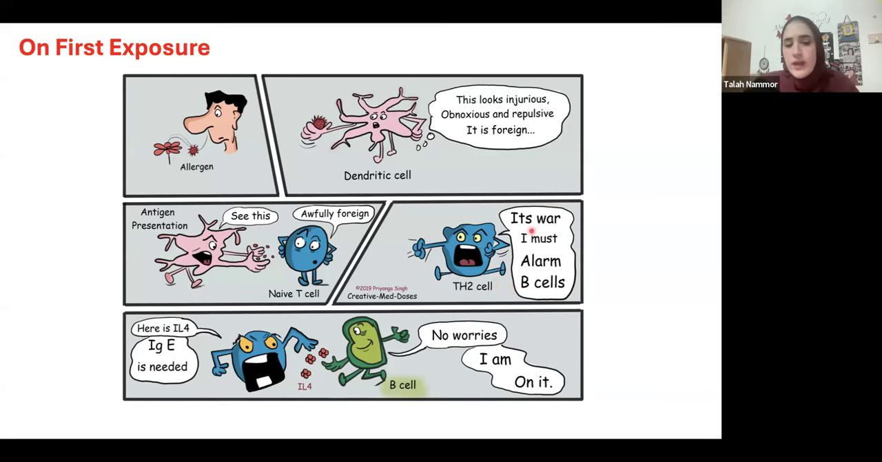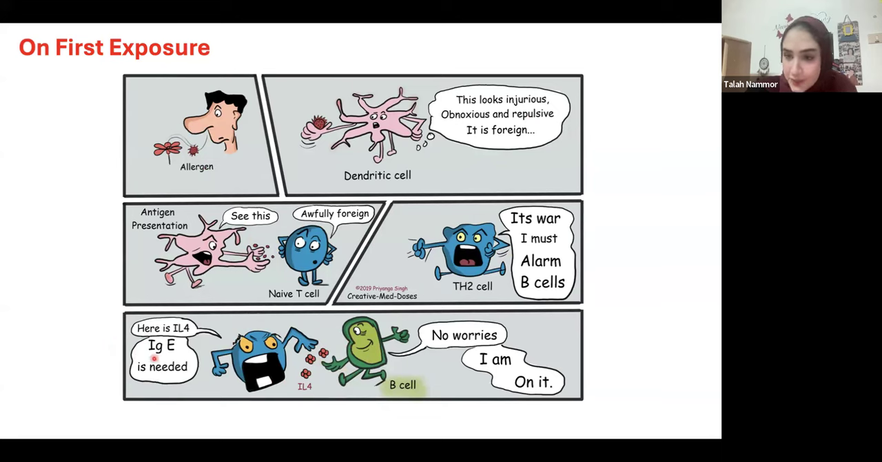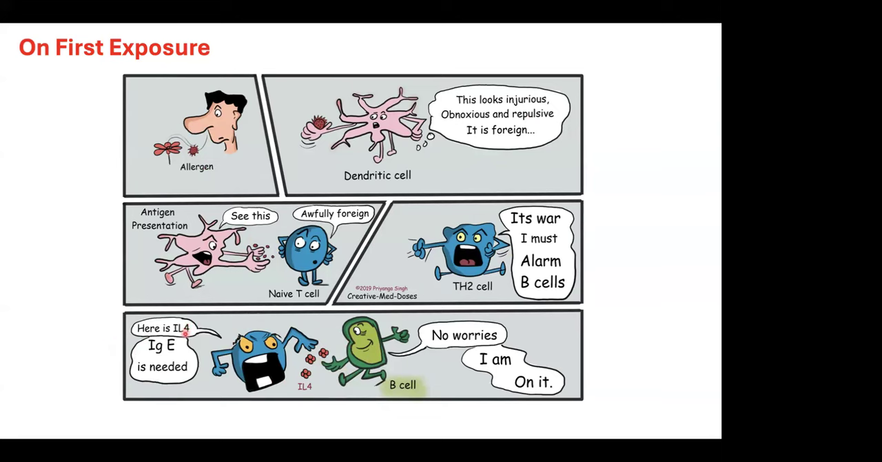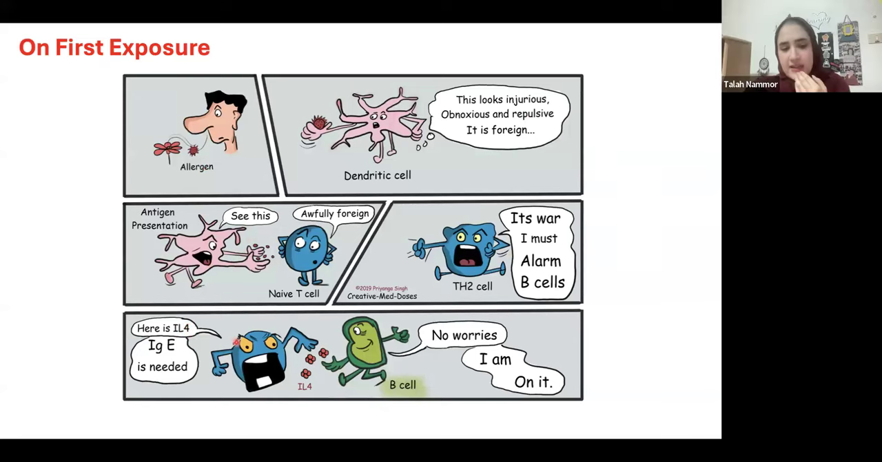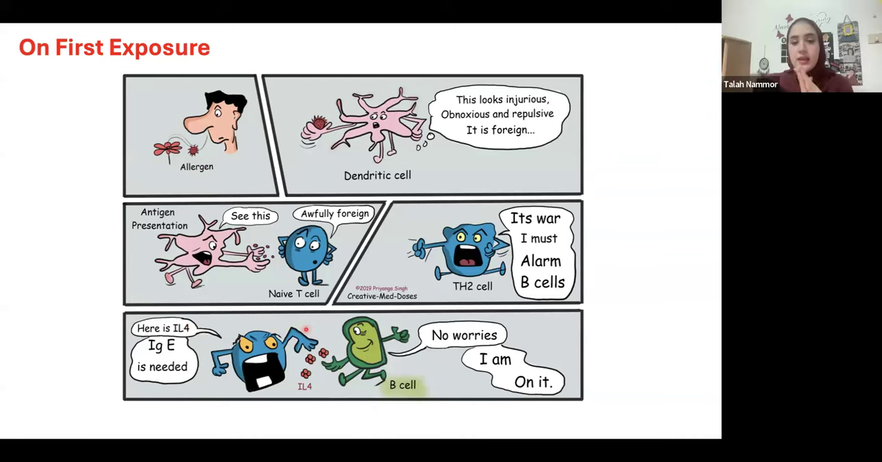So T helper 2 cell is like, oh my God, it must be a war. Let me go and wake up the B cells. So it goes like this. This is the T helper cell. It will secrete interleukin 4 and 5, which will activate the B cells to produce IgE. Yeah, exactly. So what happens is the T helper 2 cell is going to secrete interleukin 4, 5, and 13.